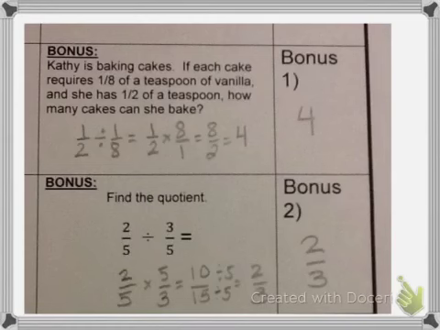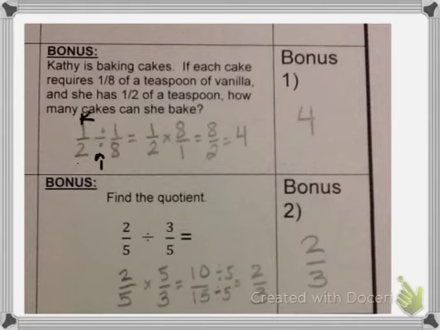The bonus questions. Kathy is baking cakes. Each cake requires 1/8 of a teaspoon of vanilla, and she has 1/2 teaspoon of vanilla. How many cakes can she bake? We want to know how many groups of 1/8 we can make out of 1/2, so that implies division. We're starting with 1/2, and we want to break it into groups of 1/8, so it's 1/2 divided by 1/8.